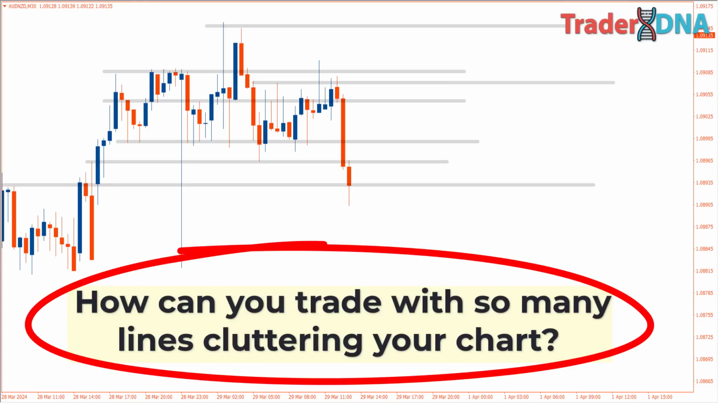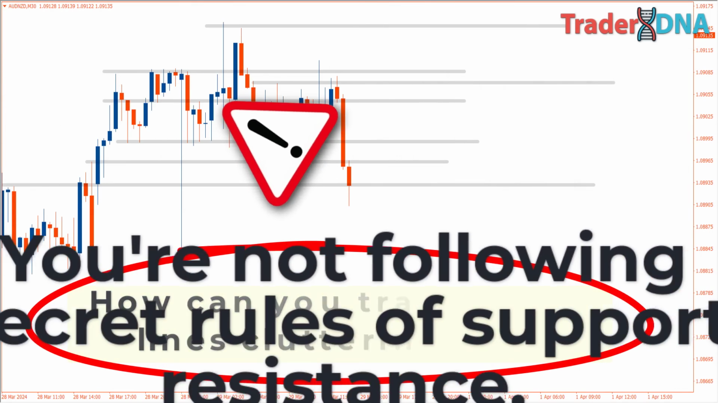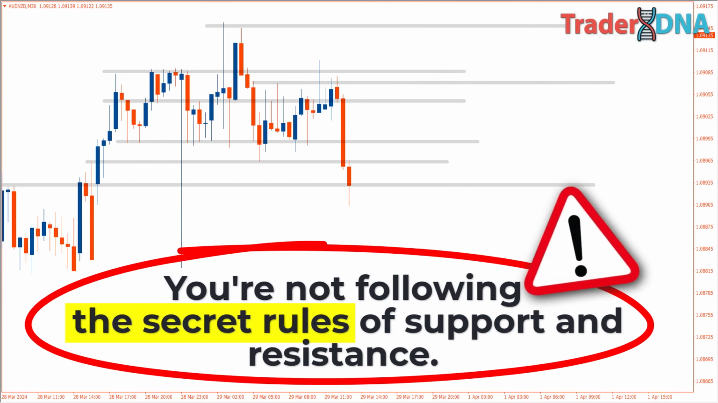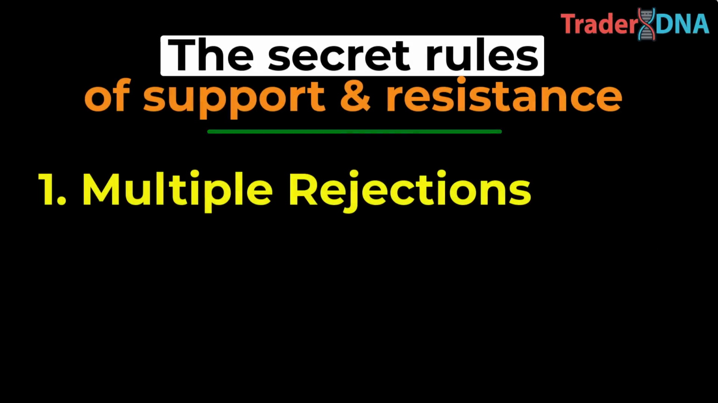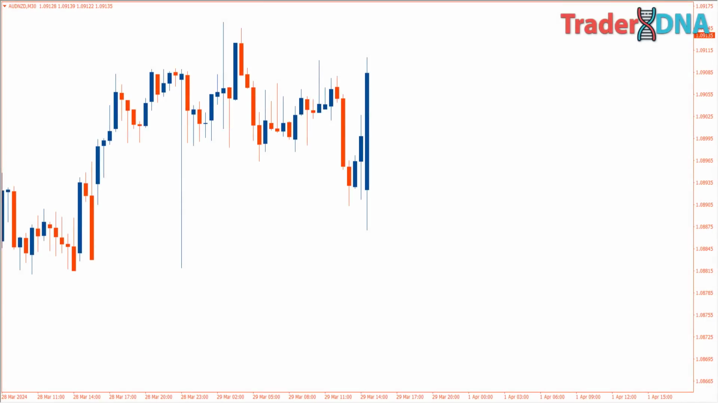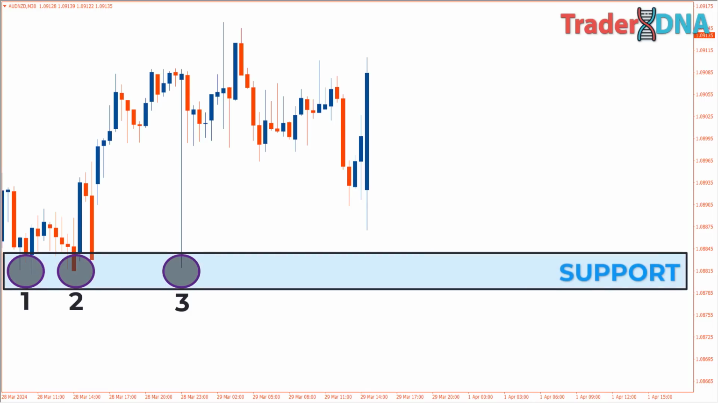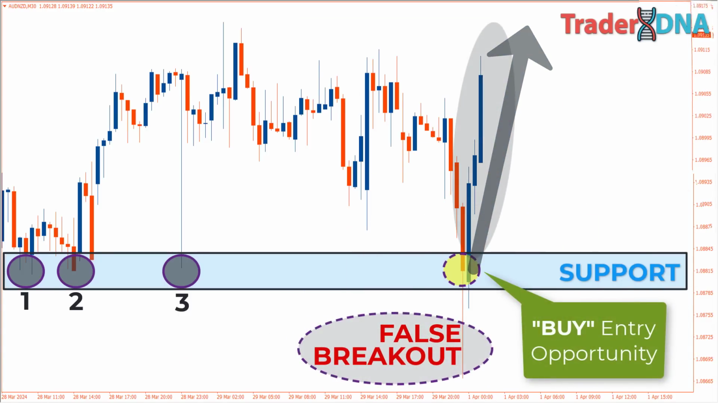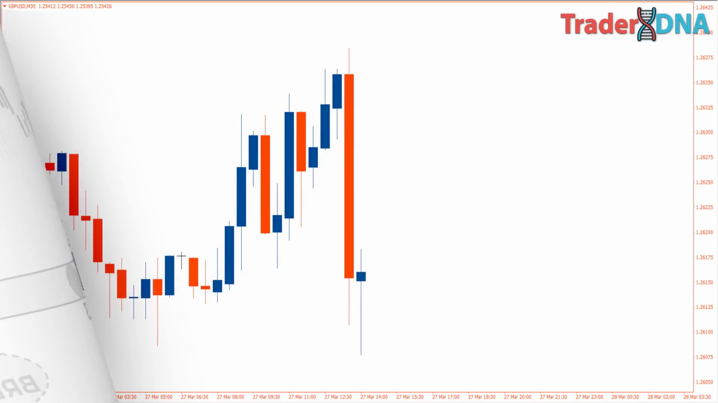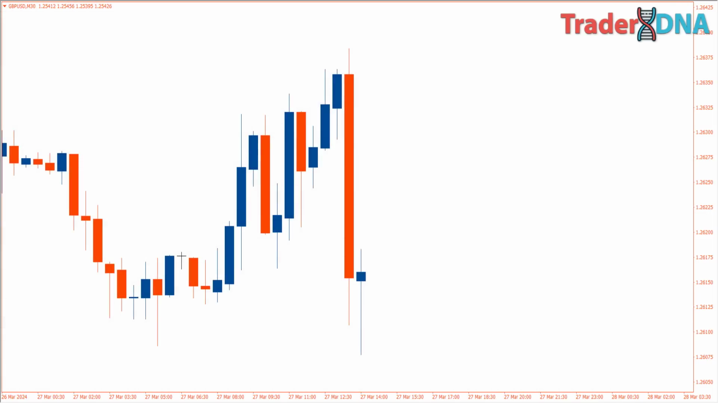The reason many of you are still making mistakes like this is because you're not following the secret rules of support and resistance. The first rule involves multiple rejections. In this example, the price reached this level 3 times before reversing, showing us multiple rejections. Hence, we can draw a support level here. Additionally, every time the price approached this level, it consistently rejected and reversed, indicating another resistance level. Now, you might wonder what to do if the chart doesn't show multiple rejections yet. This leads us to the next rule.